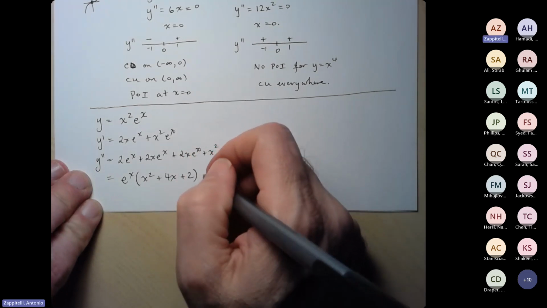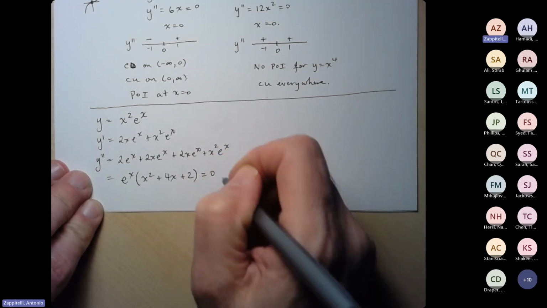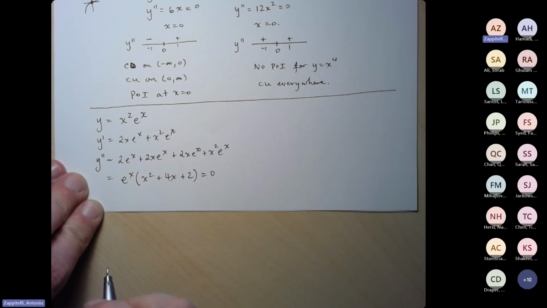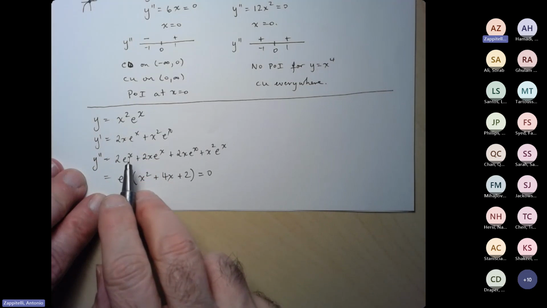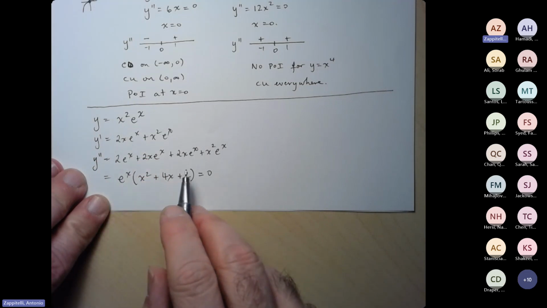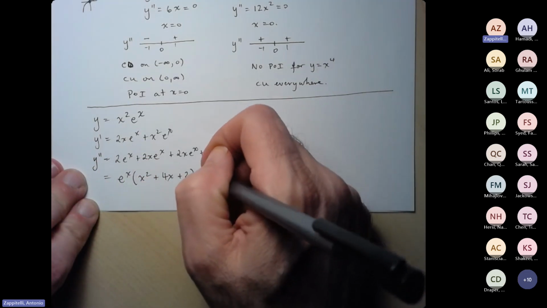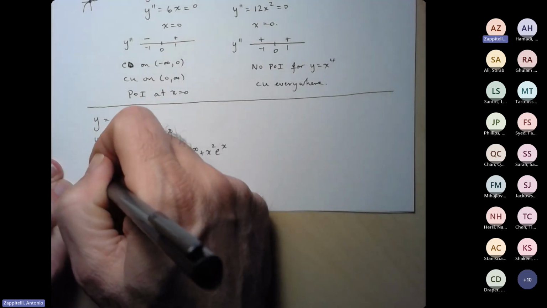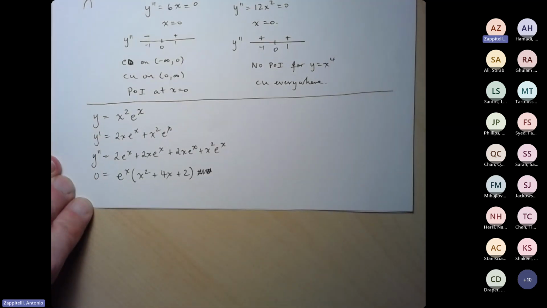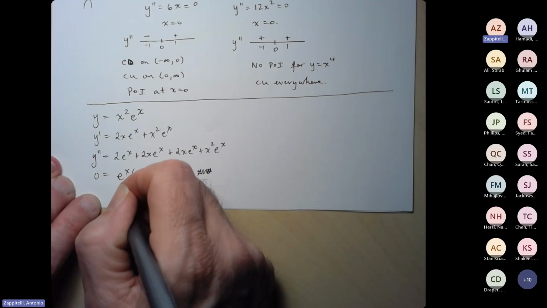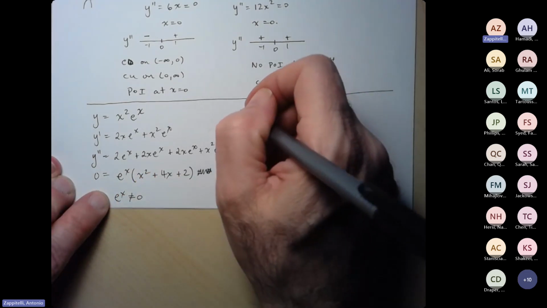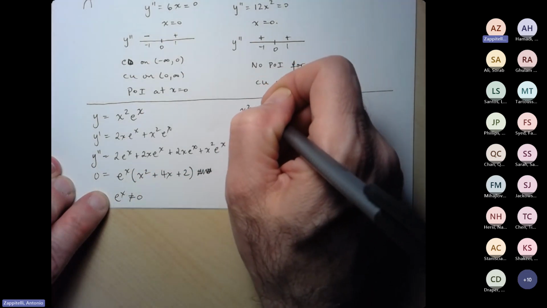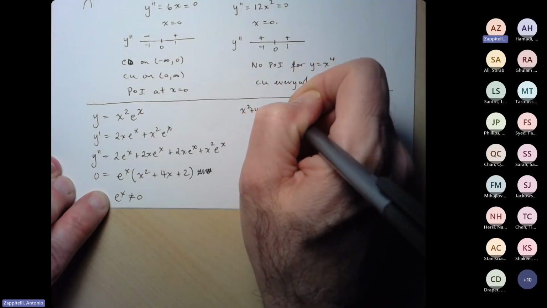And now we want to determine when this is equal to 0. Okay. So step 1 is to take the second derivative. Now we're going to set this second derivative equal to 0. I should put the 0 here. So here, e to the x, is that ever equal to 0? No. So that means I just have to solve when x squared plus 4x plus 2 is equal to 0.